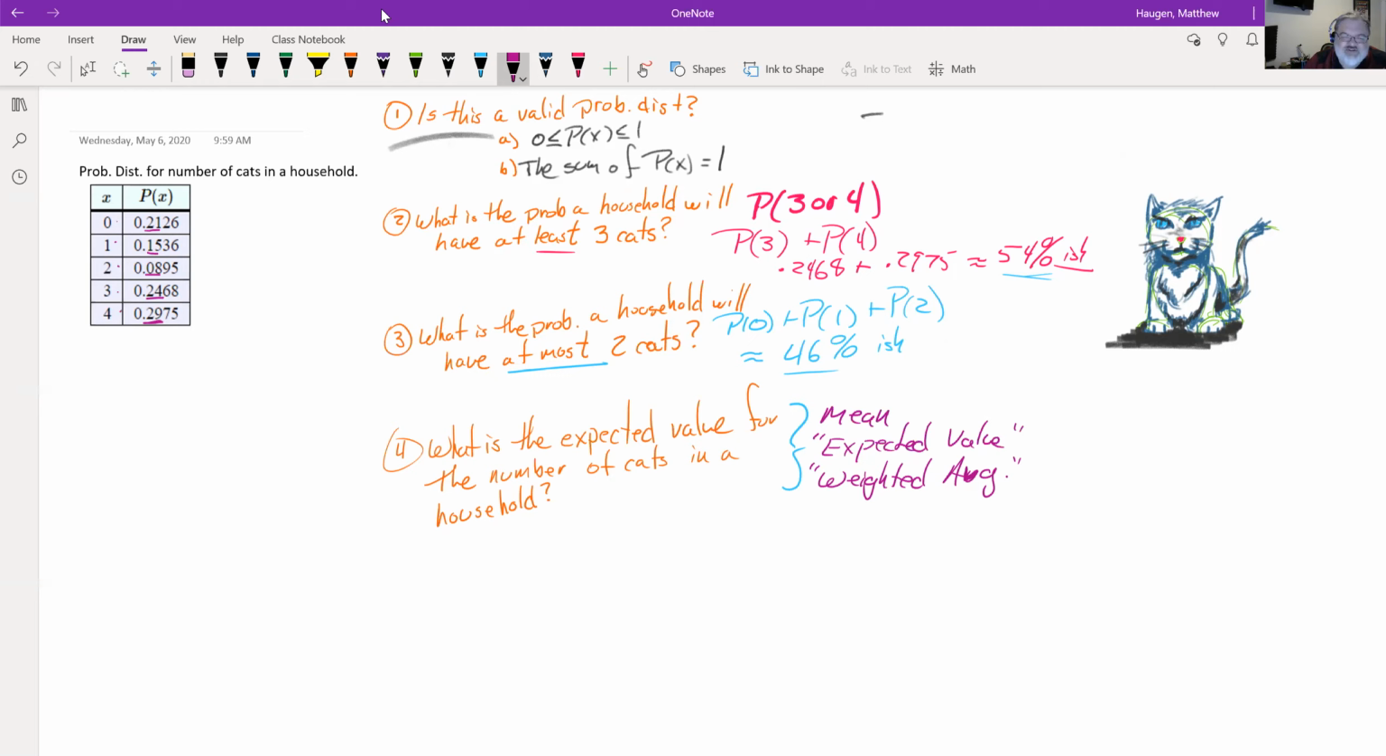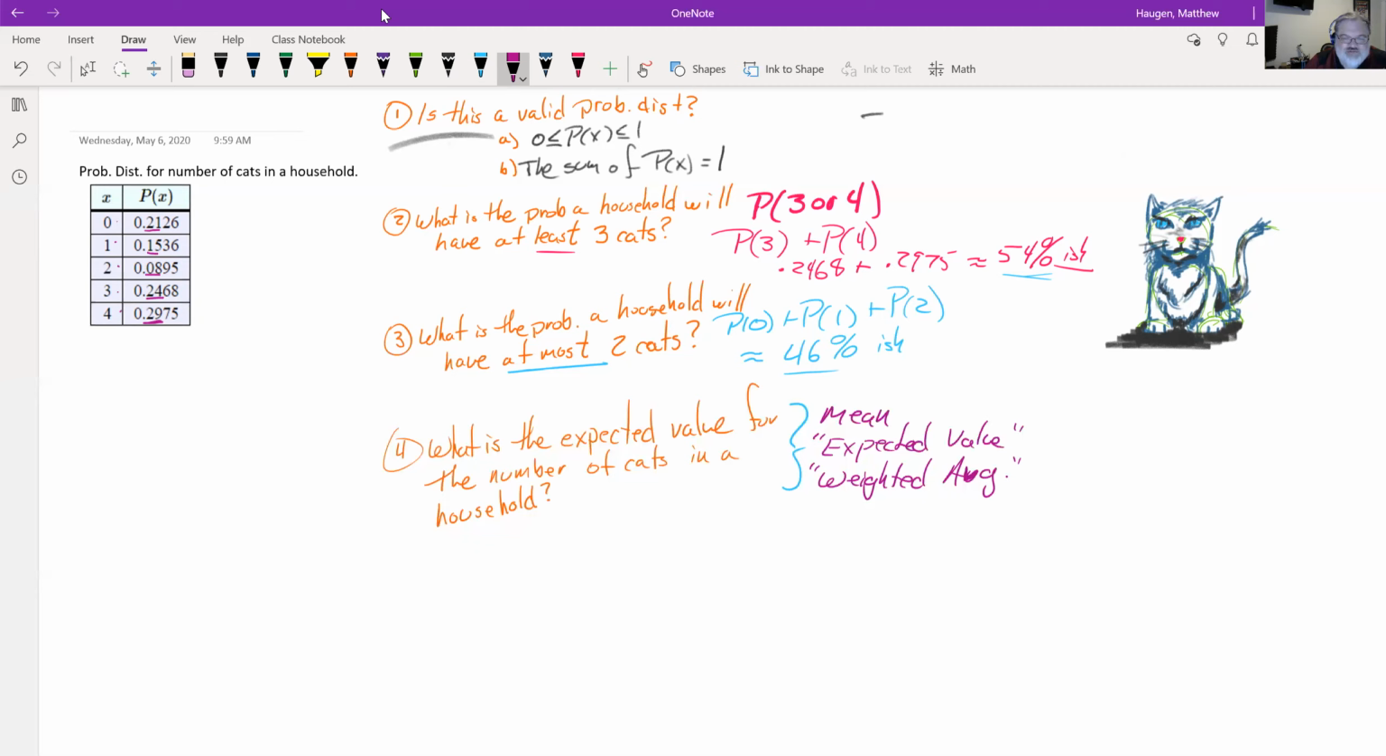So imagine this was out of 100 households. Sorry, it'd be 100 households. So out of 100 households, 30 of those households had 4 cats. Out of the 100 households, 24 had 3 cats, almost 9 had 2 cats, 15 of them had 1 cat, and 21 of those households had no cats.